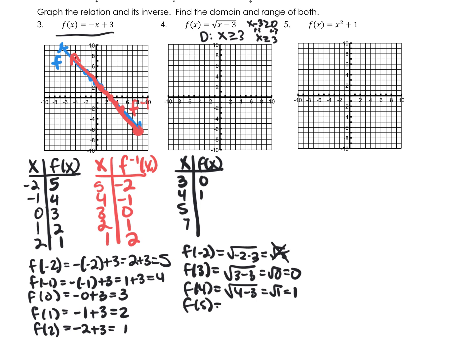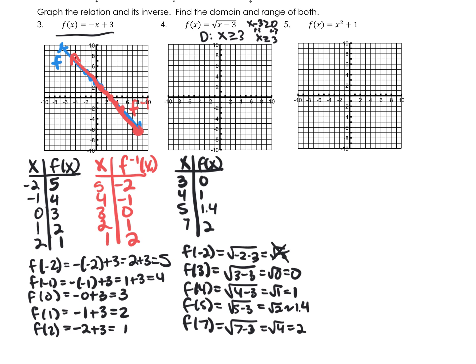F of 5 will be the square root of 5 minus 3, which will be the square root of 2. That's not a nice number, but if we type it into our calculator, it's about 1.4. And then f of 7, square root of 7 minus 3 is the square root of 4, which is 2. So that's why I picked 7, because I knew it would be a nice number. So we have about 1.4 and 2.